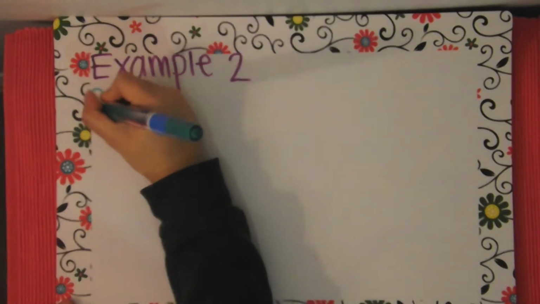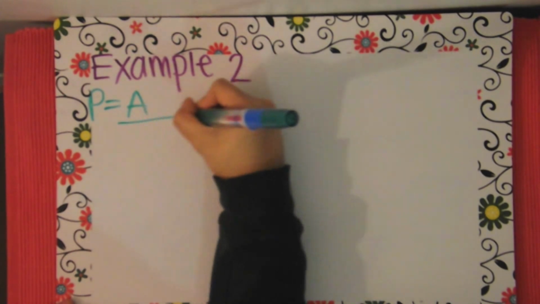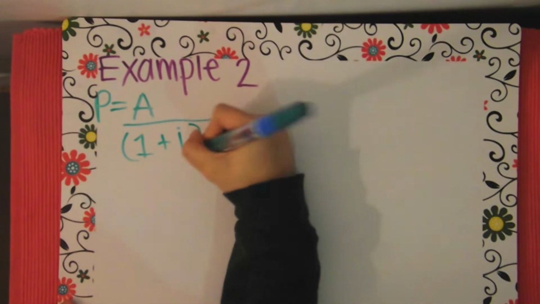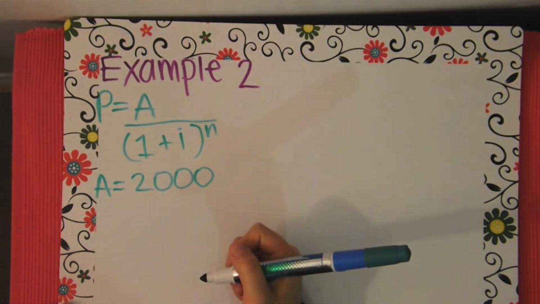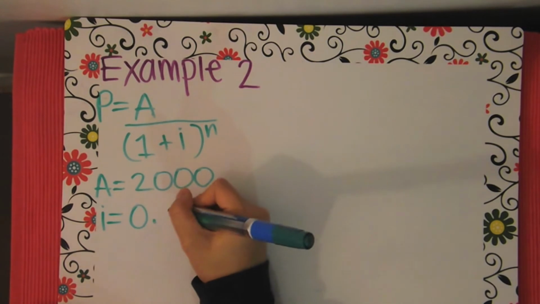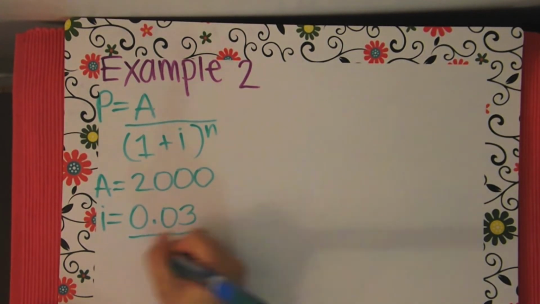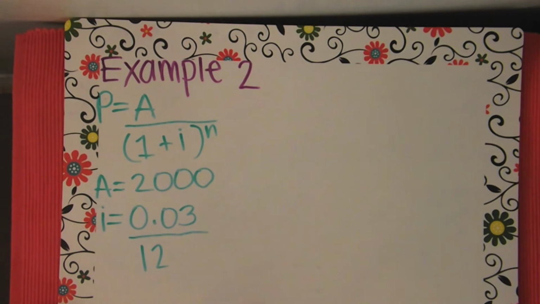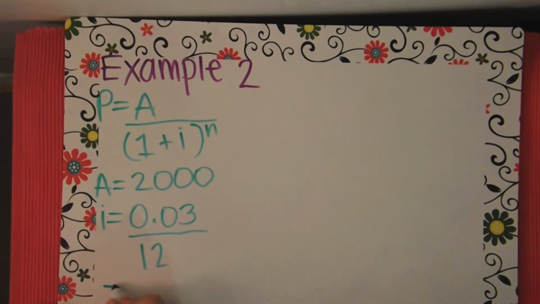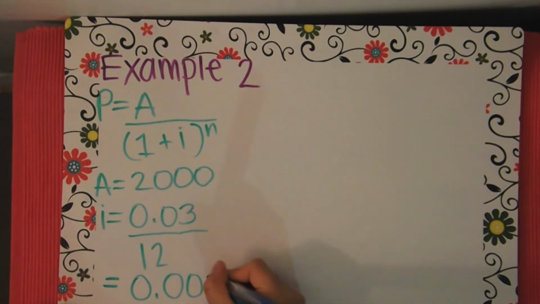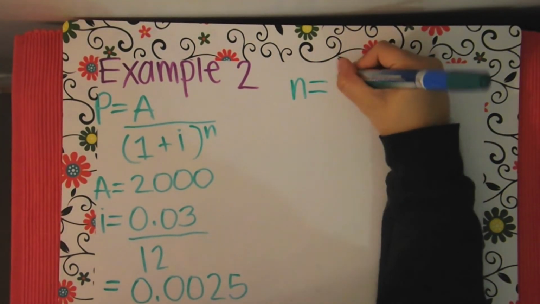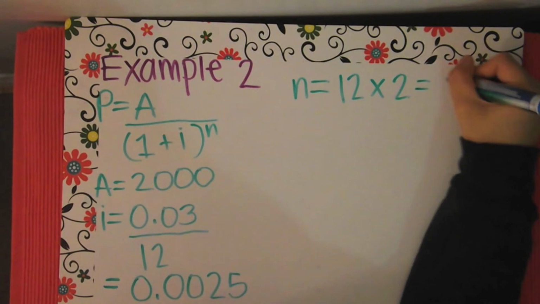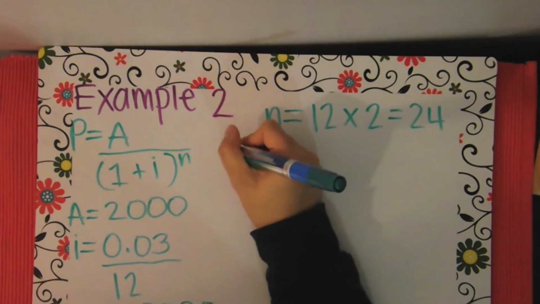For this example, we will be using P equals A over (1 plus I) to the exponent n. The future value of the investment is $2,000, and the annual interest rate is 0.03. Dividing it by the number of compounding periods per year, which is 12, equals 0.0025. Now multiply the number of years by 12 to calculate the number of compounding periods, which equals 24.